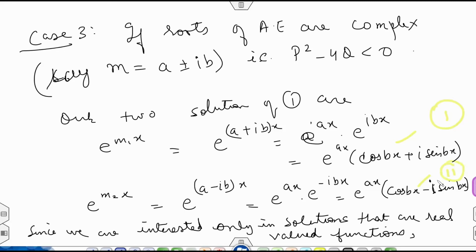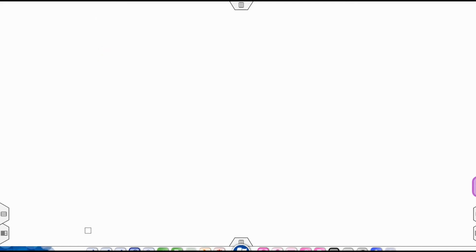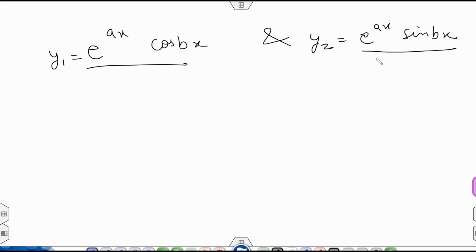You can see that if I add these two equations and divide by 2, and if I subtract these two equations and divide by 2i, I'll obtain these two solutions, which I'll call y1 and y2. You can easily check that both of these are solutions of differential equation 1, and they are linearly independent.